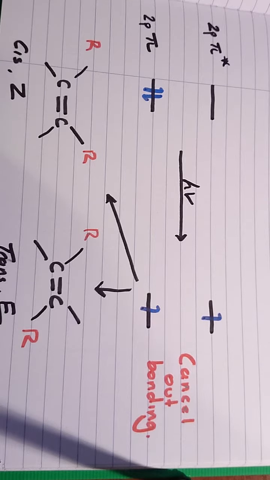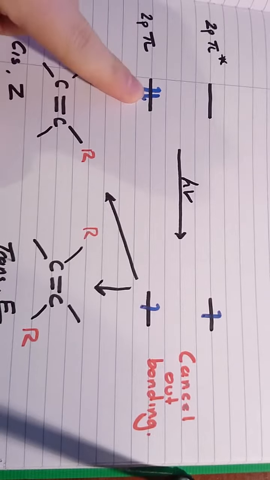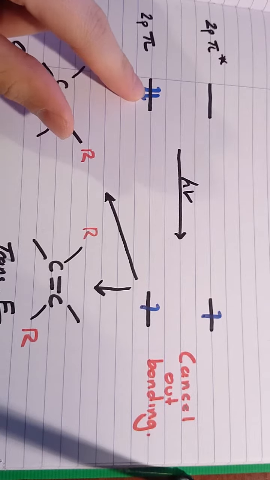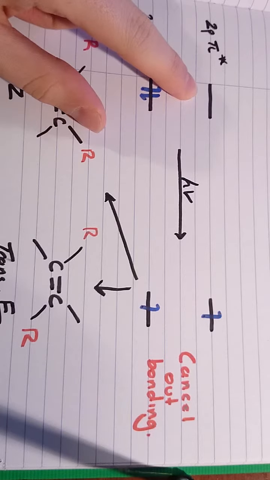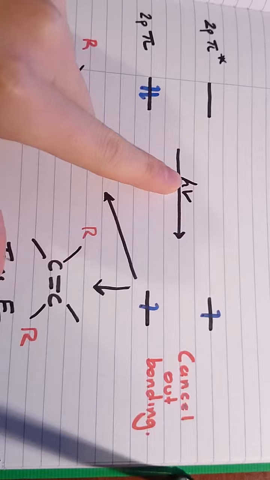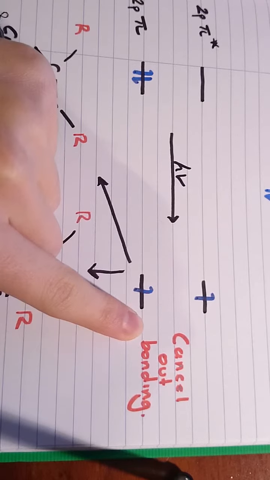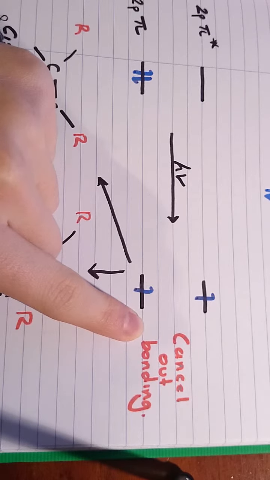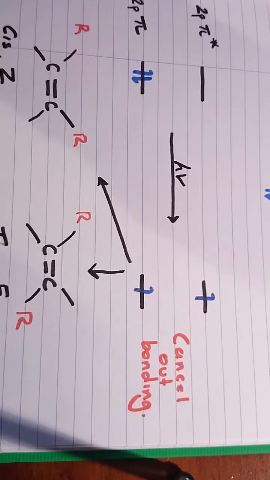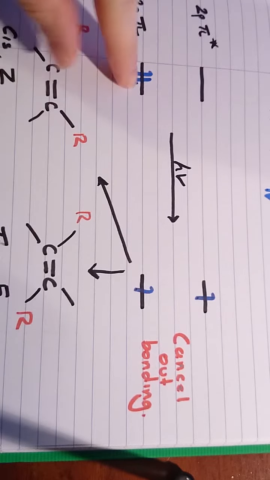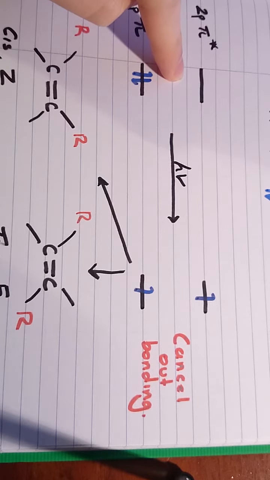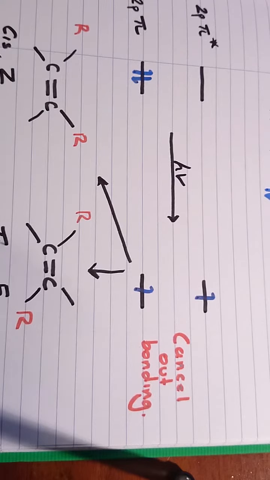One way to break this pi bond would be to promote an electron from the pi bonding orbital to the pi anti-bonding orbital, and hence this will cause no bonding. Another way to break the bond is to use electromagnetic radiation of the correct energy, such as ultraviolet light, to promote and excite the electron in the pi molecular orbital to the pi anti-bonding molecular orbital.